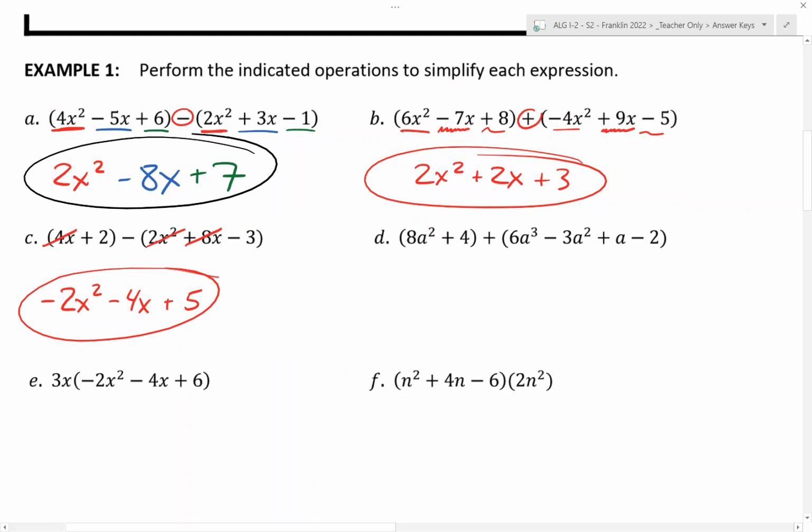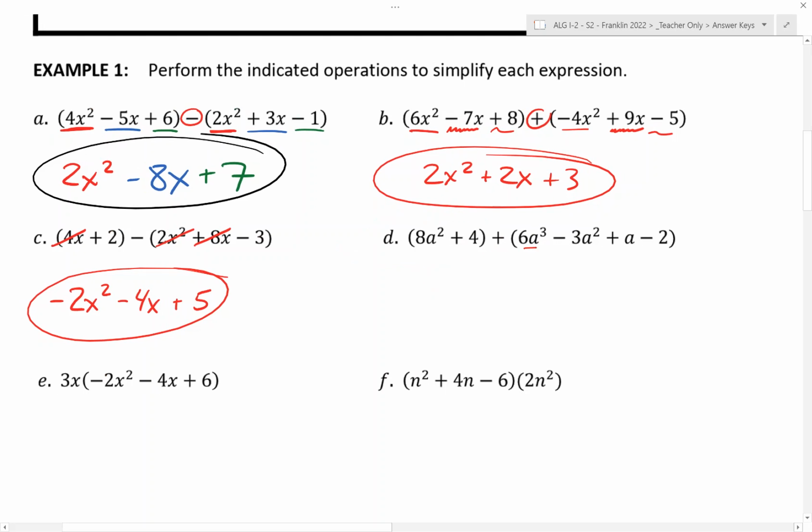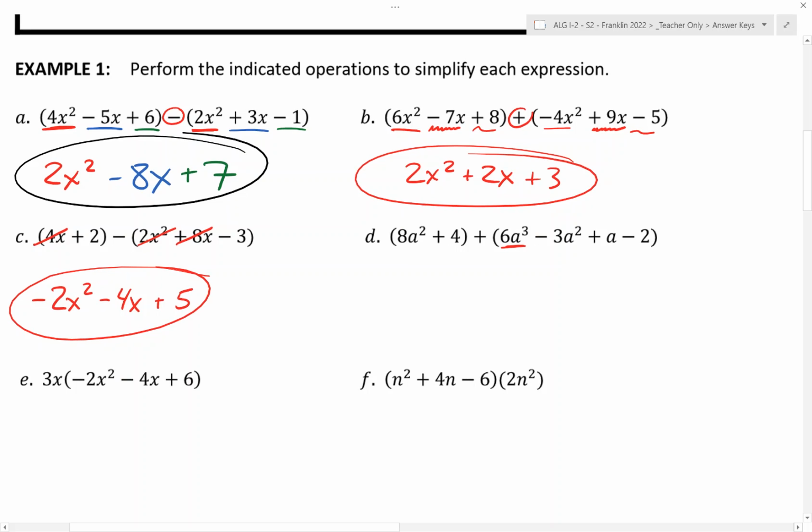We are adding here. So again, be careful because sometimes if you start out with whatever terms you have in the first one, you might not be in standard form for the final answer. So if we look through here, I see I've got a 6a cubed, and it's the only a cubed there. We are adding, so it's going to stay positive. So we have 6a cubed. And then let's move on to a squared. 8a squared plus negative 3a squared, that is 5a squared.